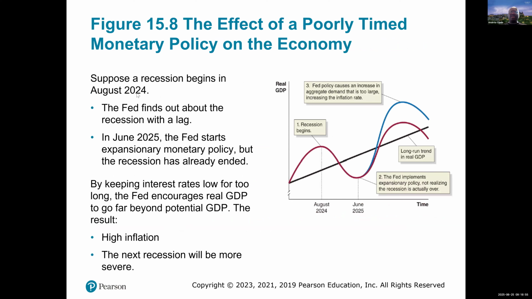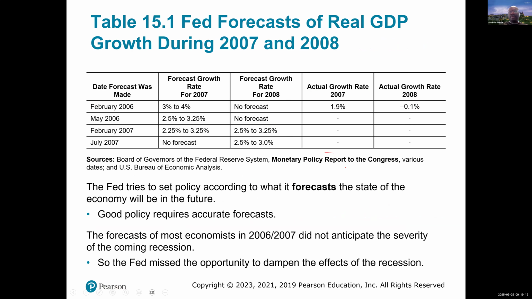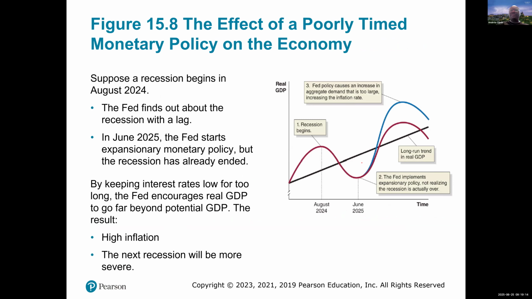So suppose a recession begins in August 2024. The Fed finds out about the recession with a lag, let's say 6 months, in June 2025. You see what I'm talking about? The Fed starts expansionary monetary policy, but the recession has already ended. Because the Fed found it late, by the time the Fed policy causes an increase in aggregate demand, because they lowered interest rates so much, that could increase inflation.